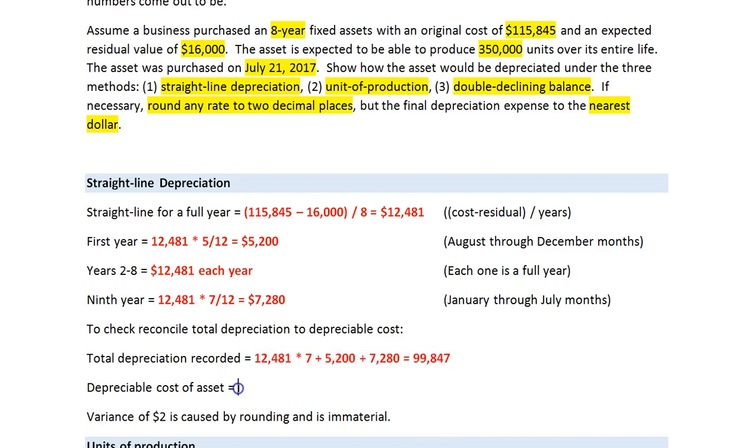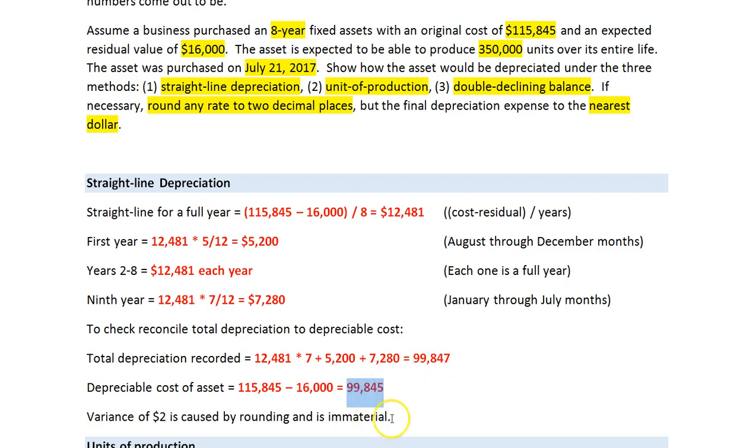We're going to notice a small variance here because we did round. We rounded this number and some other ones. So because of rounding, we're going to create a little bit of a variance. But what this should tie to is the depreciable cost. Depreciable cost, the total cost that is, if you look at the formula, it's the original cost minus the residual value. The total amount we can depreciate is 99,845.